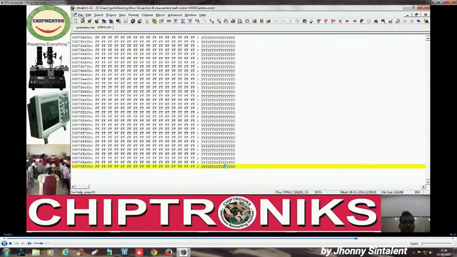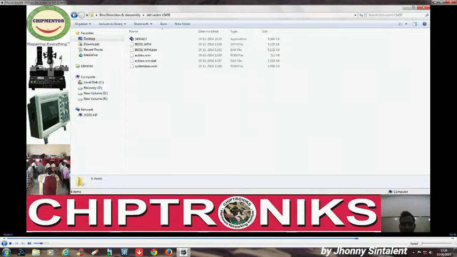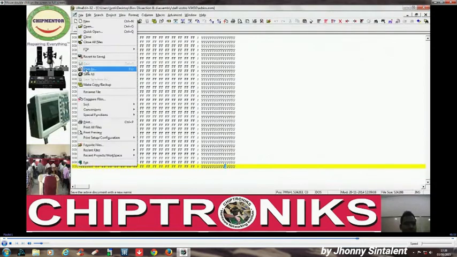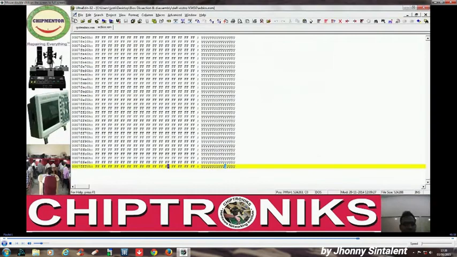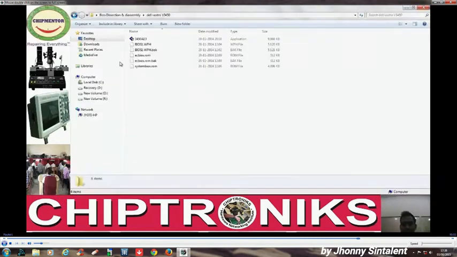Save, right? This is our real EC BIOS. Save that. Okay, wait. EC BIOS, save as, yes. Now we close it. You see our EC BIOS is 512 KB. Finished. We have got our EC BIOS, 512 KB.